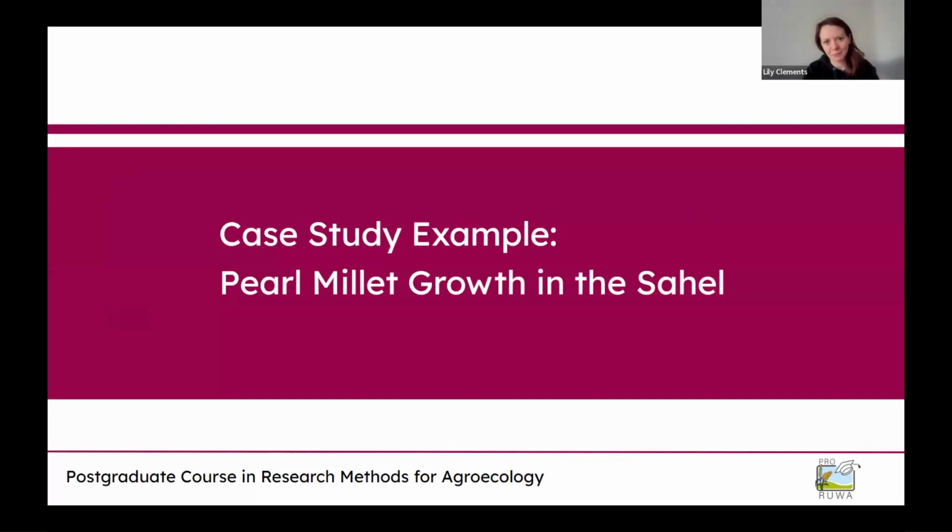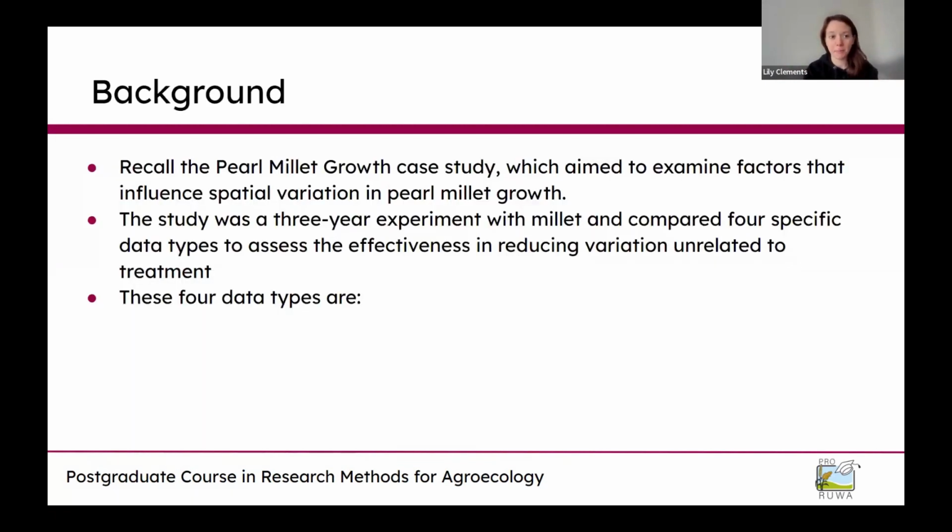In this case study example, we look at measure and ignore. And to do this, we look at the pearl millet growth in the Sahel case study example. This case study is given in topic 1 in more detail, but just as a brief recap, just recall that the pearl millet growth case study aims to examine factors that influence spatial variation in pearl millet growth.